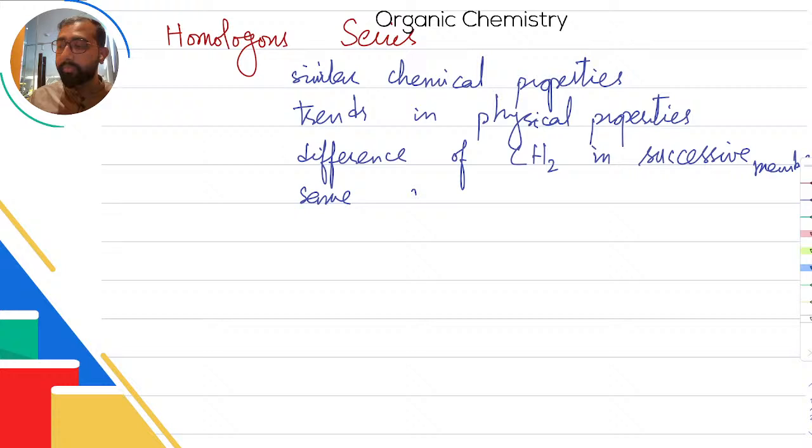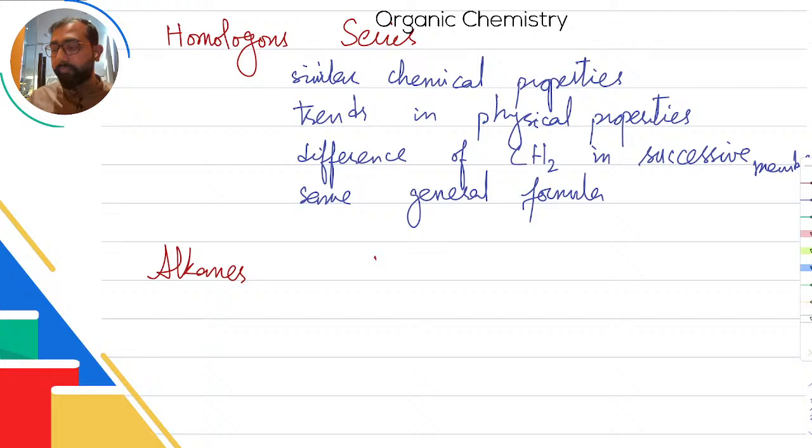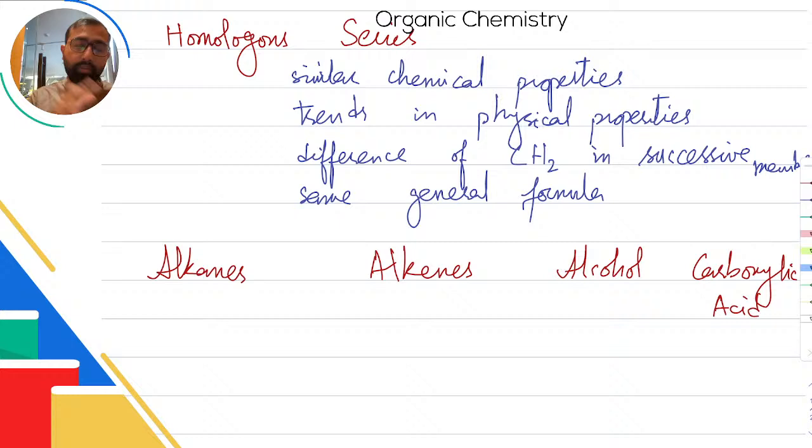So what homologous series do we have? We have alkanes, that's the first one. Alkenes, to some extent alkynes, but we don't study them in detail in O-levels or IGCSE. We have alcohols, we have carboxylic acids. These are the ones that are common to both O-levels and IGCSE. In IGCSE, a couple of years back, there was a question on aldehydes. So they introduced a new homologous series, and that's something that the examiner does. You are not supposed to know the properties of aldehydes or the general formula or anything.